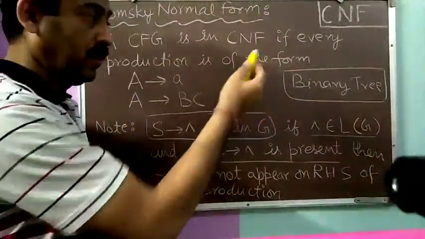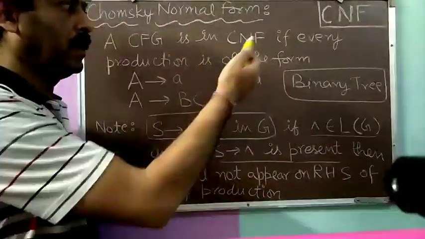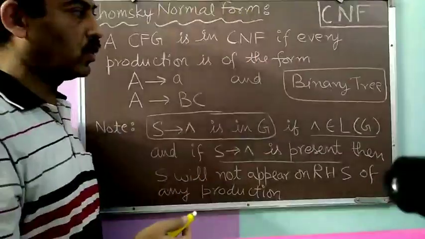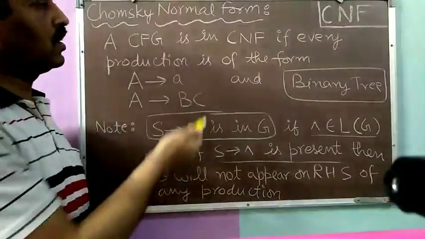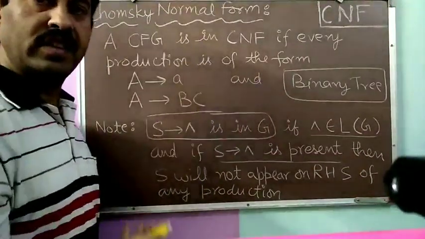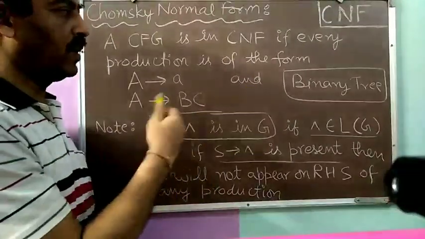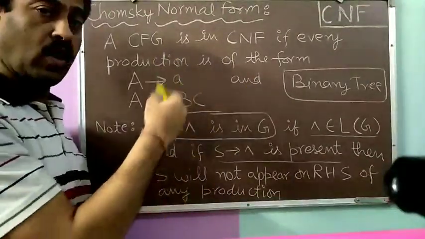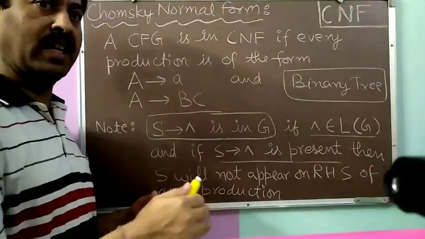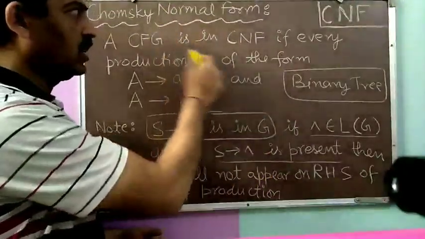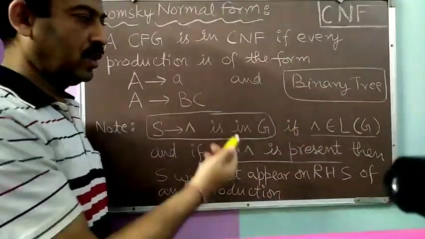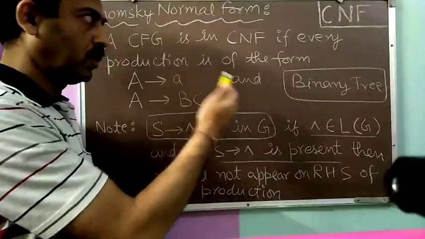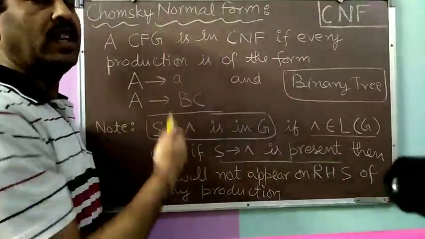So this is the advantage. We know that associated with binary trees, we may derive many theorems, we may find very interesting results. All those theorems and results can also be applied over the derivation tree of a CFG which is in CNF. So this is the advantage of having our CFG in CNF. In a normal CFG, the derivation tree may take any shape. But if the CFG is in CNF, your derivation tree is bound to be a binary tree. This is the advantage because of which we want our CFG in CNF.